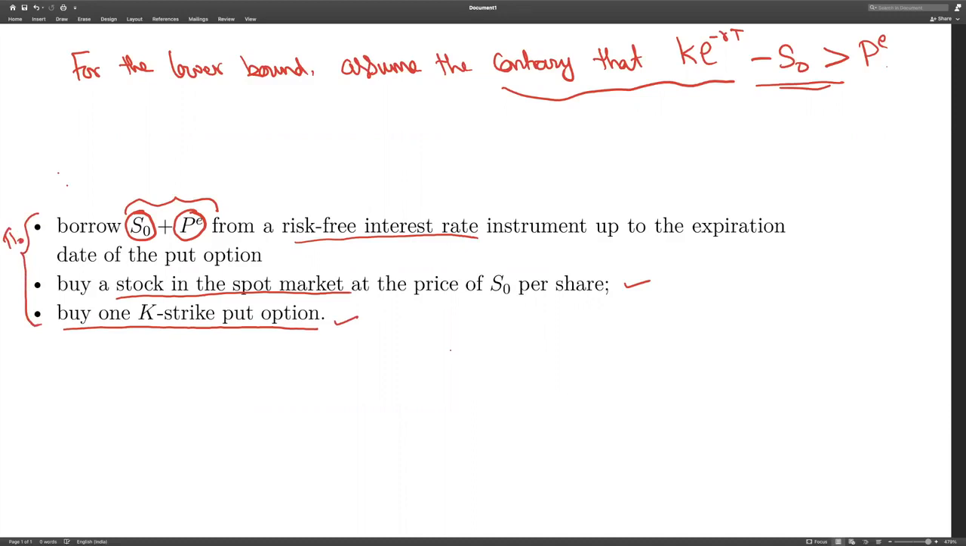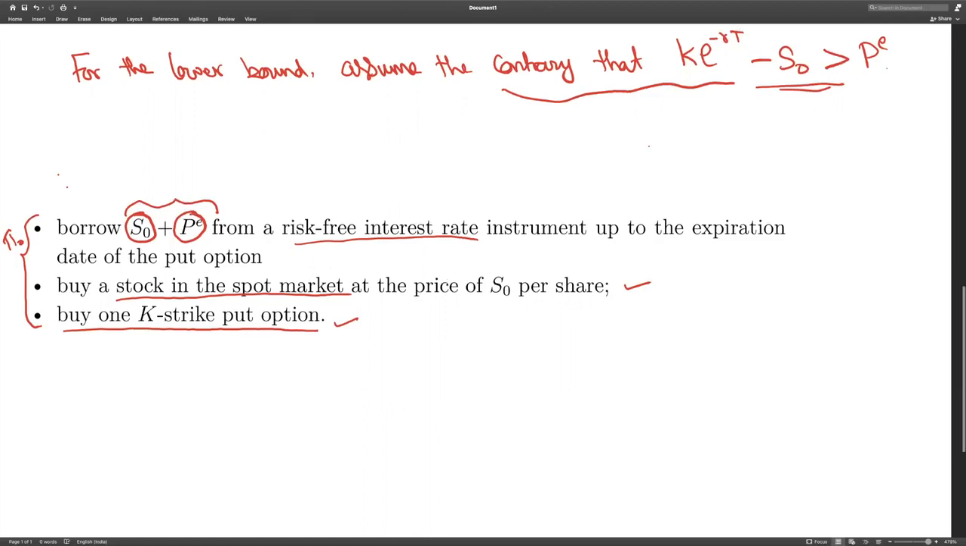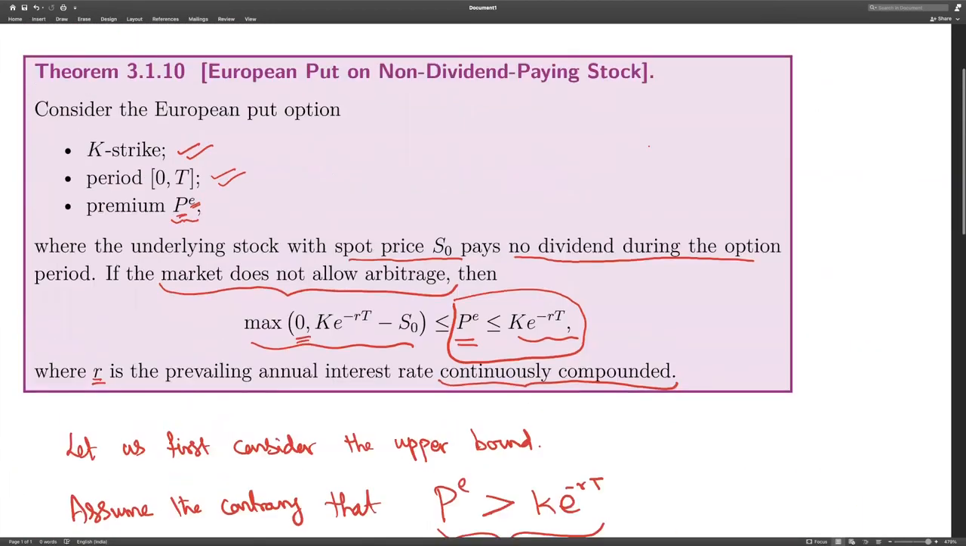Now at the expiration, you close this portfolio and see what is the payoff coming. You will see that the payoff is strictly greater than 0 and it happens with probability 1. And therefore, it will be an arbitrage portfolio. So I leave it to you again to complete this proof. This completes the proof of the theorem.